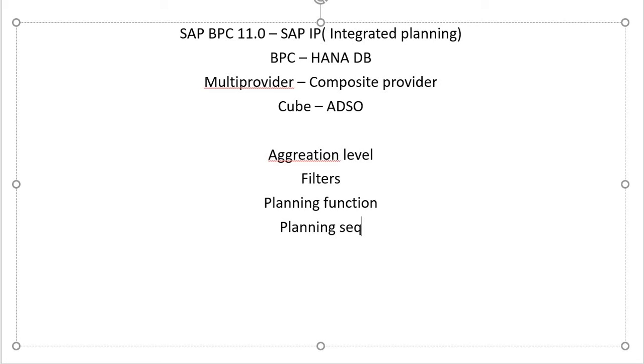The new version is only relevant with SAP HANA and functionalities like the composite provider and ADSOs, right? The other things are actually the same. And we can use the data slice and the characteristics relationship as usual, as we did in the earlier version. So in terms of technical aspects, there are not many changes.